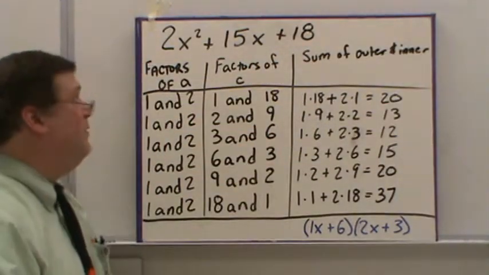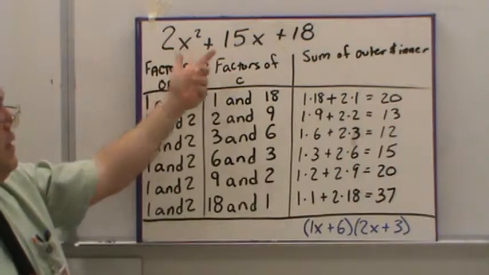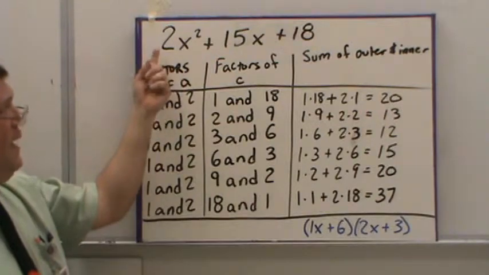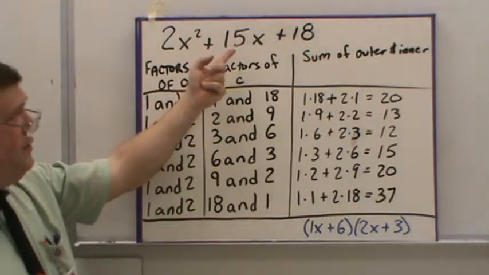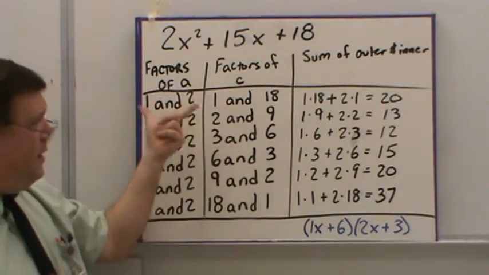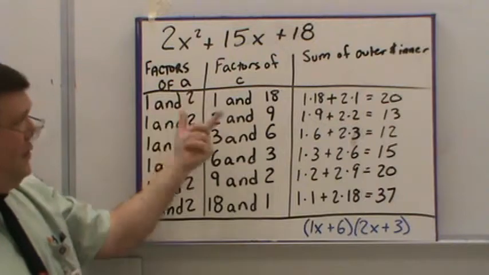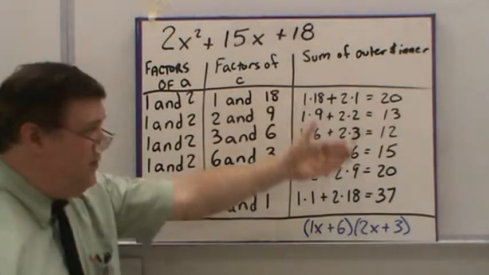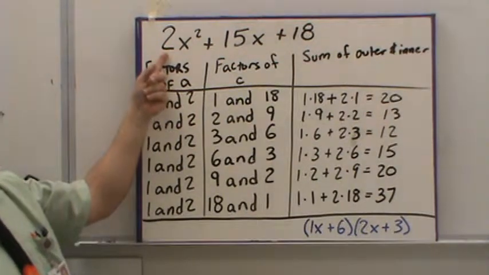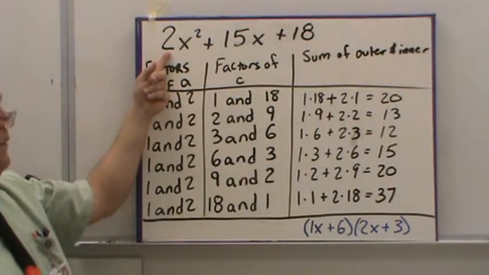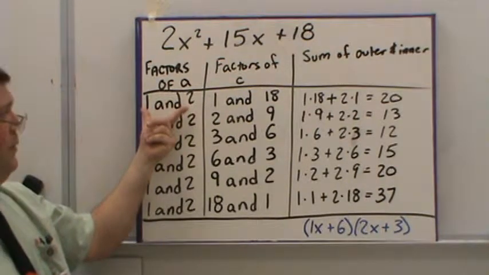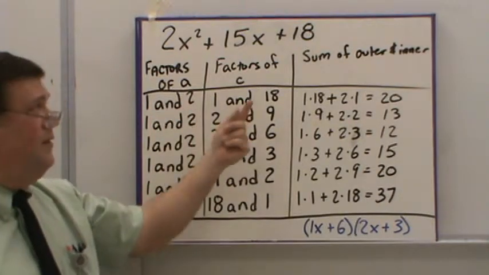So what you need to do for something like this example here, 2x squared plus 15x plus 18, is you need to list all the factors of a, list all the factors of c, find the combinations, multiply the combinations of those outer and inner factors, all those combinations, to see which one matches up with your b value. So here I have an a value of 2. The factors of 2 are simply 1 and 2. There are no different ones other than 1 and 2. It's a prime number, so that's the only factors it's got.